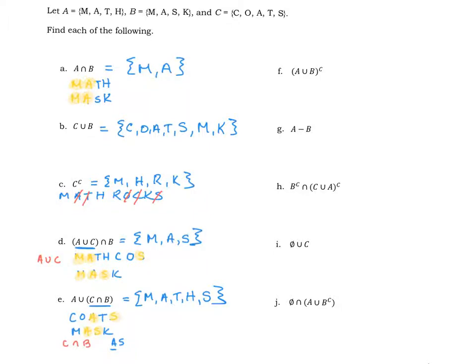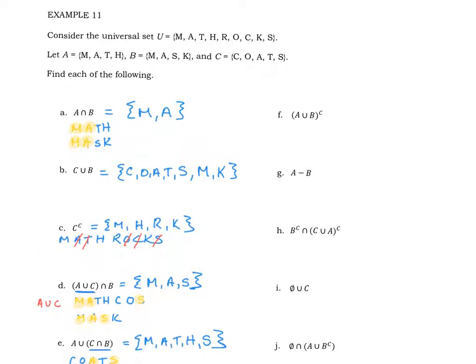Move this down just a bit again so I can see all the sets. Okay, on the next one, we have A union B, and I want the complement of that. So let's go ahead and write down A union B. What's an A union B? So that would be M, A, T, H. I already have the M, I already have the A, S, K. But remember, I want the complement of that.